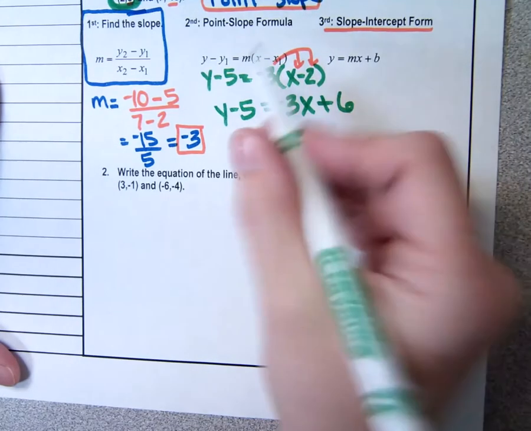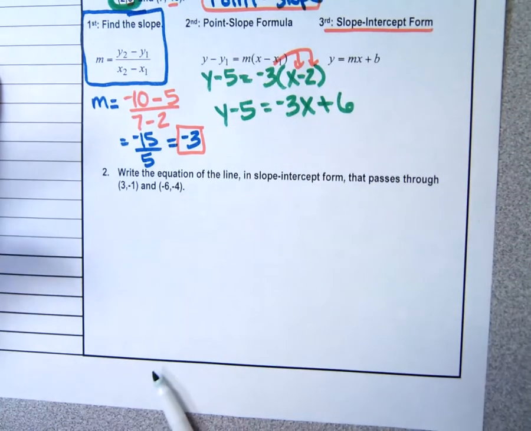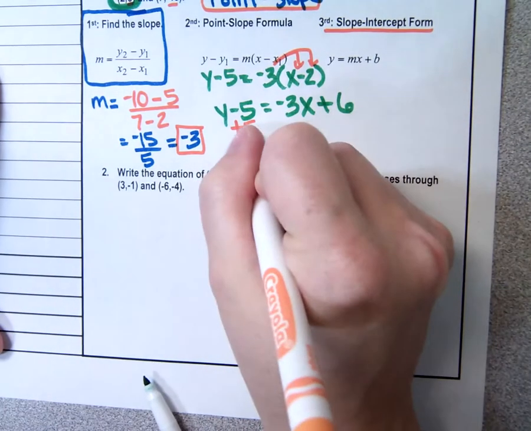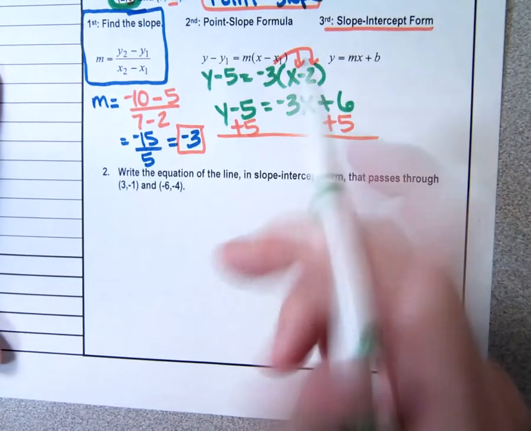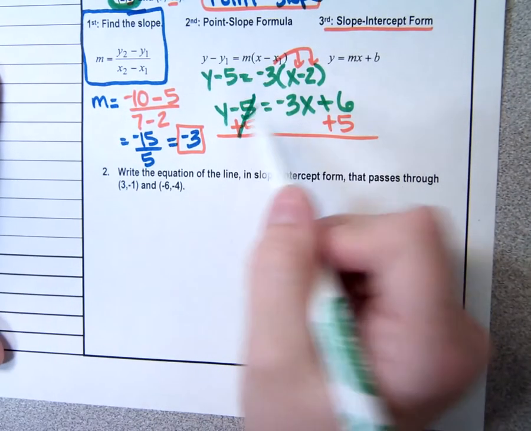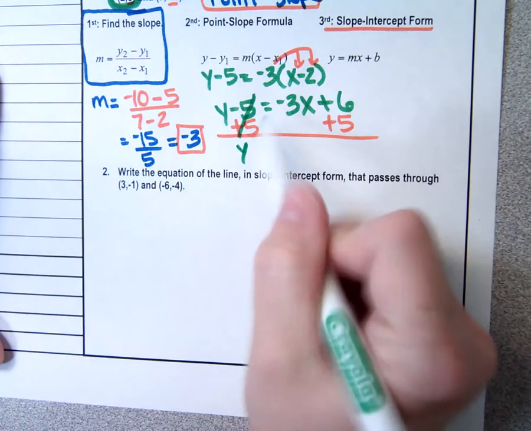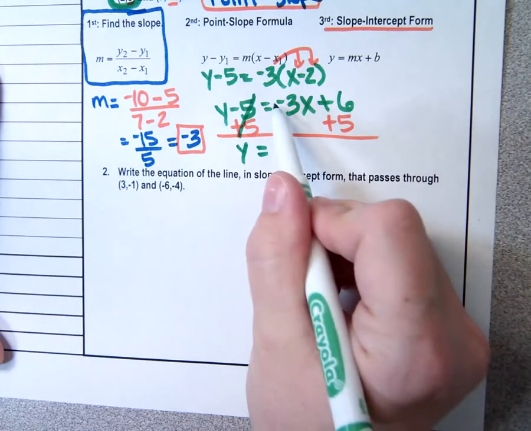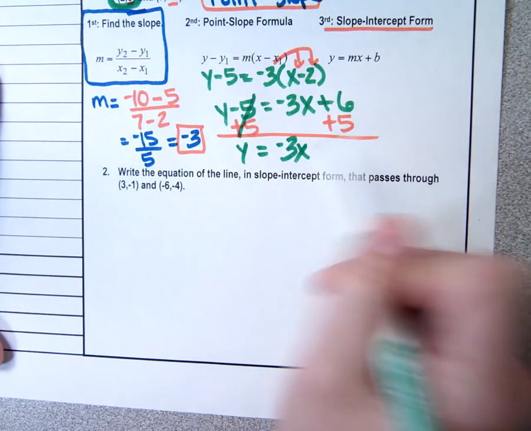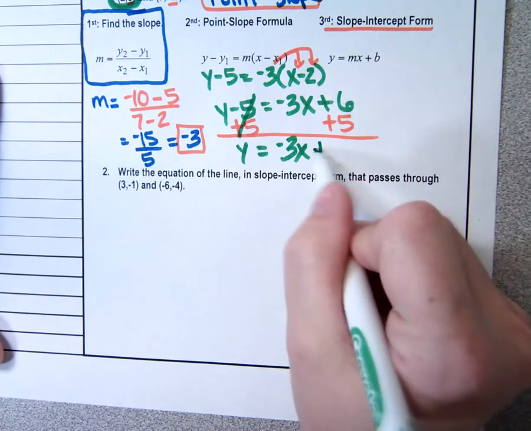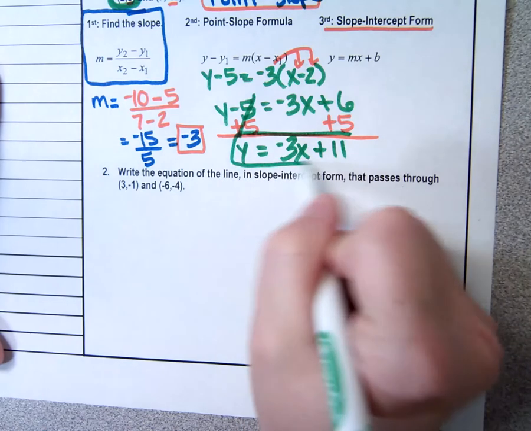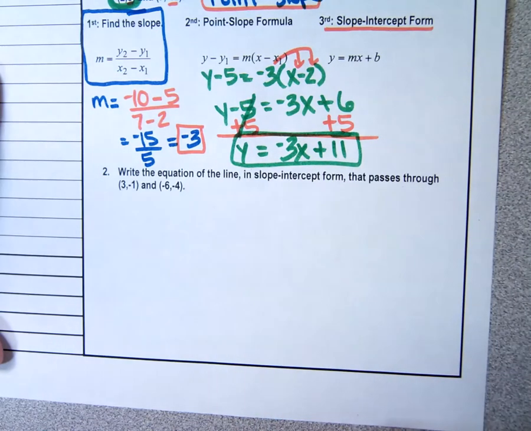Do you remember what we're going to do next? We get rid of the minus 5 by adding 5. So I add 5 here, and I add 5 here. And then negative 5 plus 5 is 0. That's gone. The y drops, the equals drops, the negative 3x drops, and then how much is 6 plus 5? 11. So I write plus 11, and there's my equation in slope-intercept form.